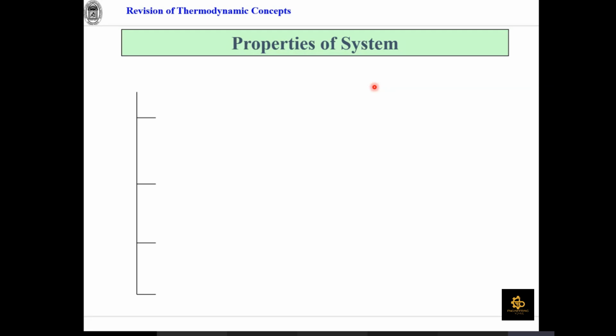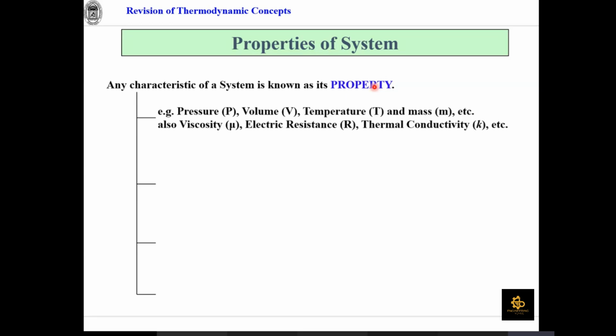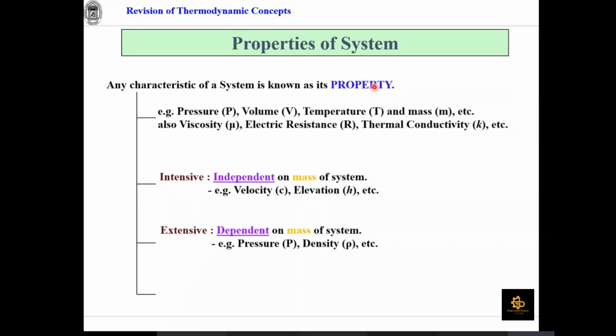So we are talking about the properties of the system. For the properties of the system, you already know that there will be some properties that we define as the pressure, volume, temperature, mass. In order to define our thermodynamic system, we deal with these types of properties: viscosity, electrical resistance, thermal conductivity.